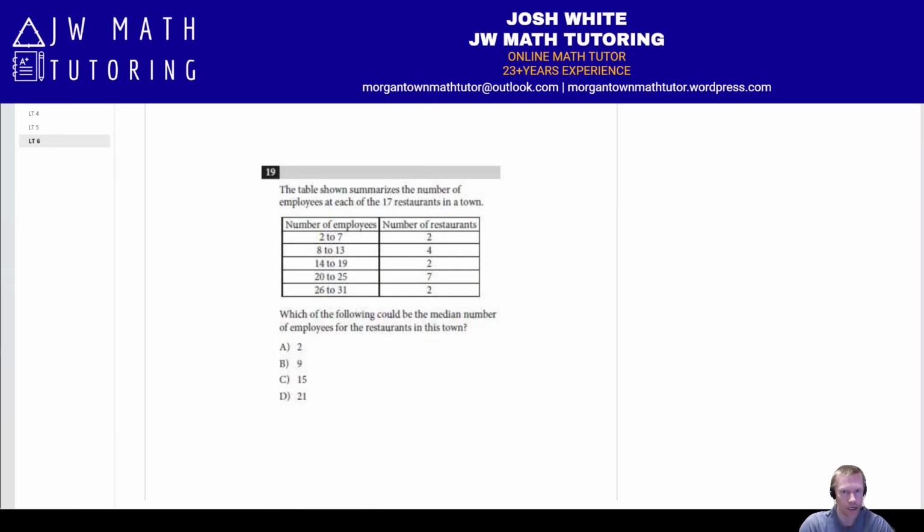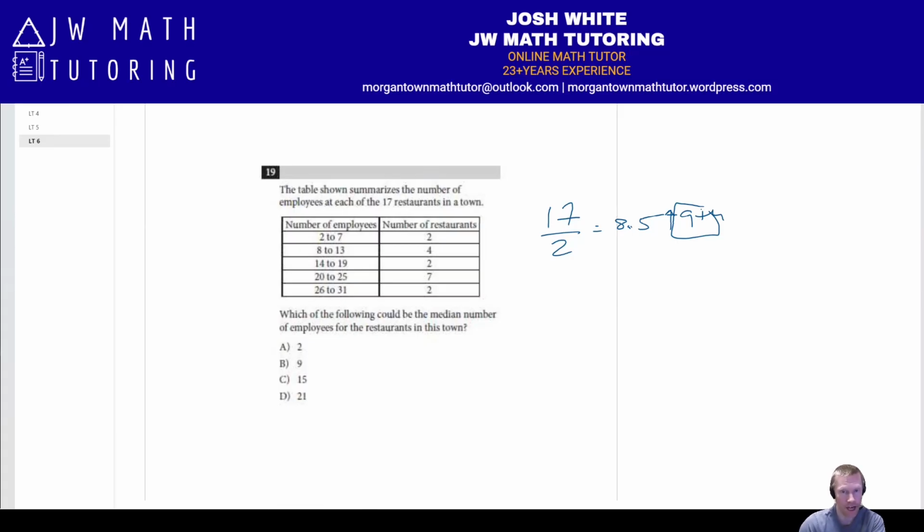Okay, so the easiest way to find the median value in a frequency table is to first figure out what number value is the median. So the way I like to do that is I take 17, I divide it by 2, that's 8.5. Since this is a decimal, I round it up to the next number, which would be 9. Therefore, the ninth value is your median value if you started counting.